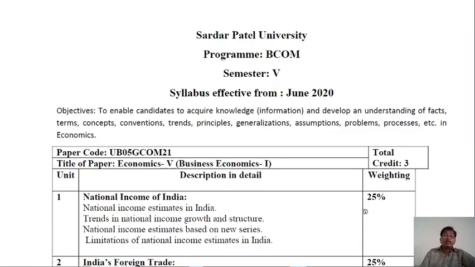Anand Commerce College, Anand, Ramakrishna Shyam, under PYB.Com, English medium. COVID-19 has affected the university side, so online teaching.